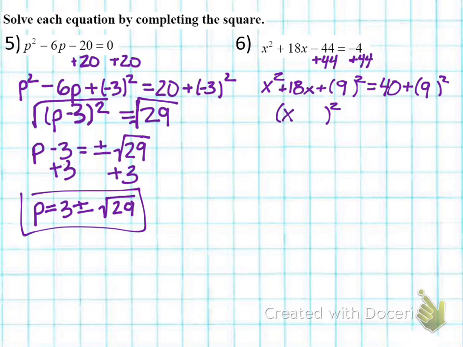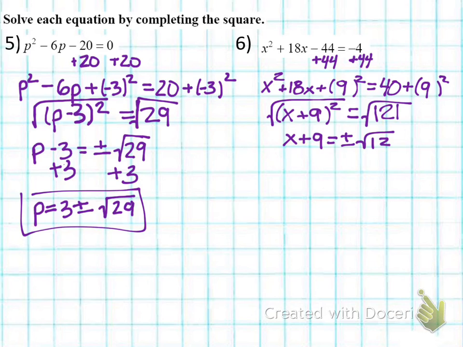Bring this down to a perfect square, which is x plus 9. And on the other side, it's equal to 40 plus 9 squared. 9 squared is 81, so this equals 121. Taking the square root of both sides, I end up with my two equations, so x plus 9 equals the positive root 121, and x plus 9 equals the negative root 121. I can combine these like I did in number 5, so that there's just one equation.